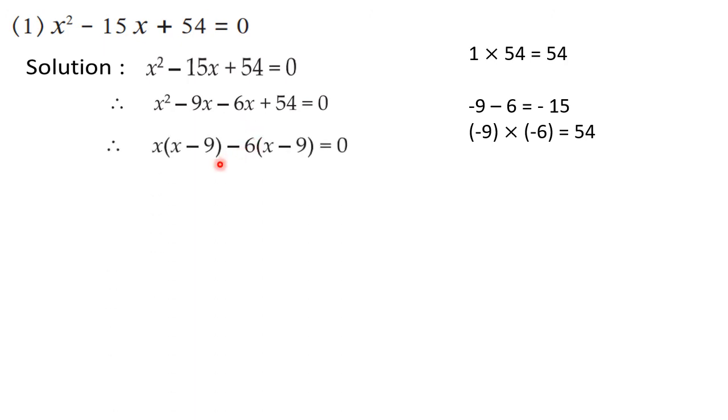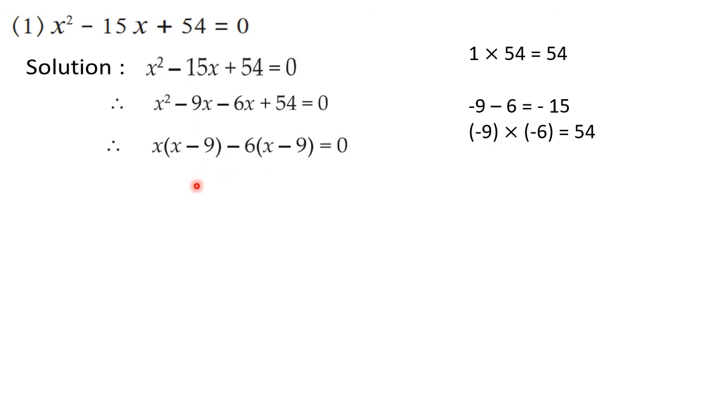Okay, so the step will be like this. See, from these two, x is taken out common, so we have x minus 9 here. And from these two terms, minus 6 is taken out common, so here also we have x minus 9. Once again the same thing: since minus is taken out common, the sign of the second term is changed to minus. Also you have to see that both the brackets should be the same.